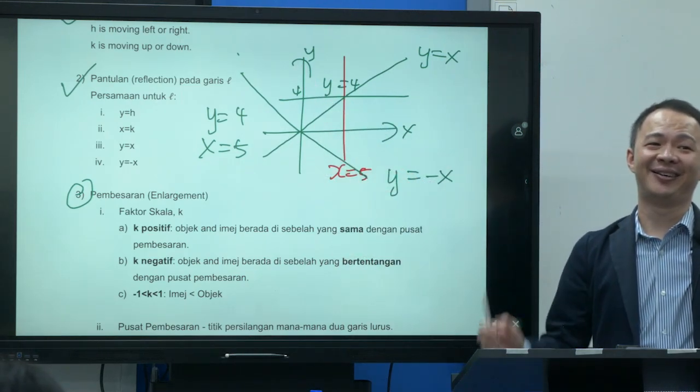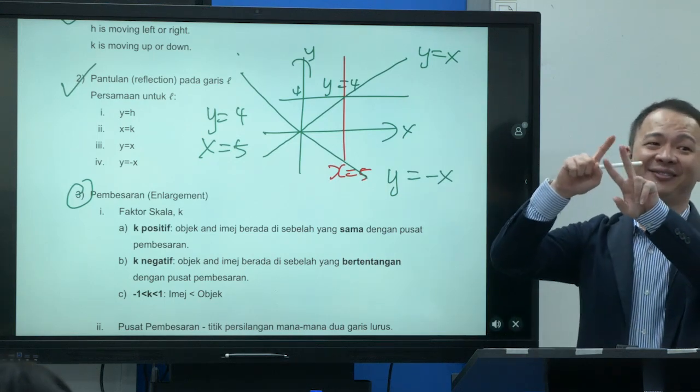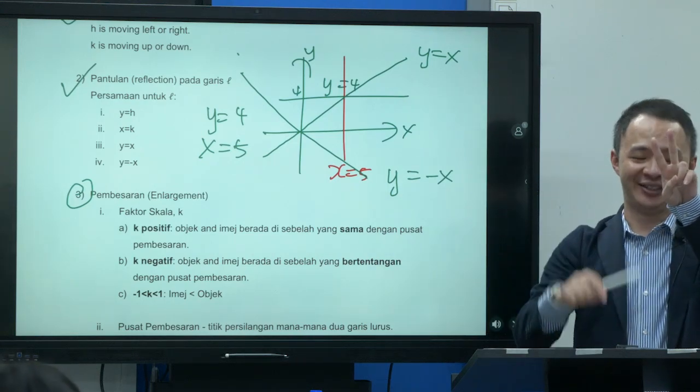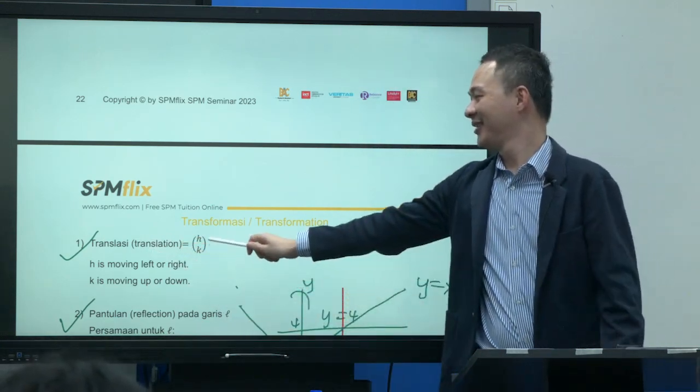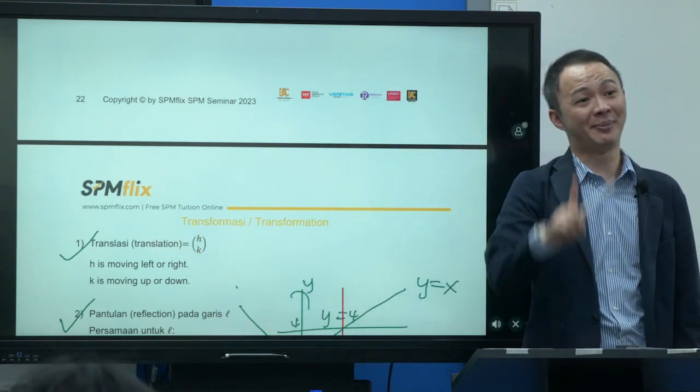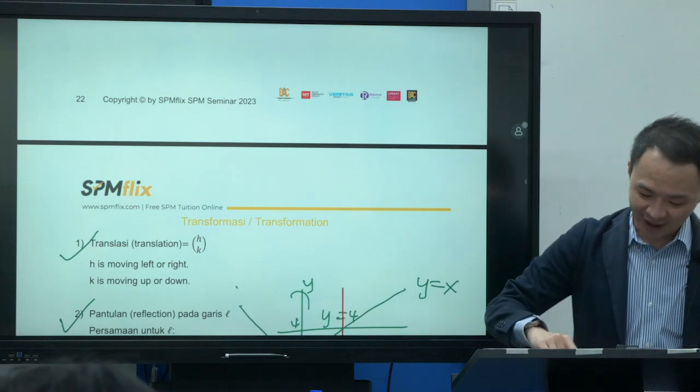Reflection, 2 marks. Write the word reflection, 1 mark. Write the line, 1 mark. Translation also, write the word translation, 1 mark. Column vector, 1 mark, 2 marks. Okay?